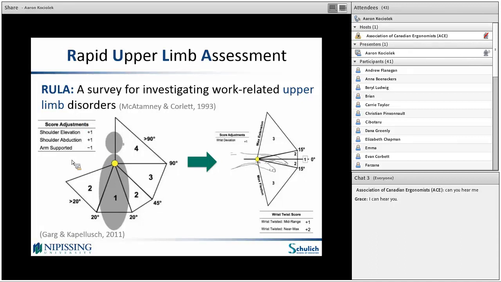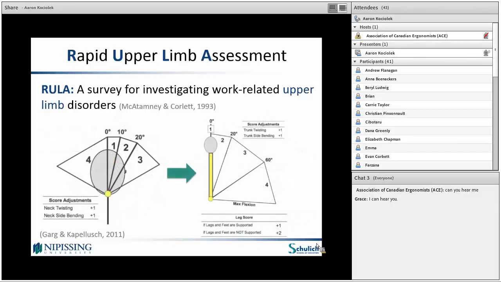So at the end of the day, you get a score for the shoulder, and then you continue on through the elbow, the wrist, as well as wrist twist, or what they mean by that is forearm pronation, supination. In addition to assessing just the upper limb, they also classified postures of the axilla.